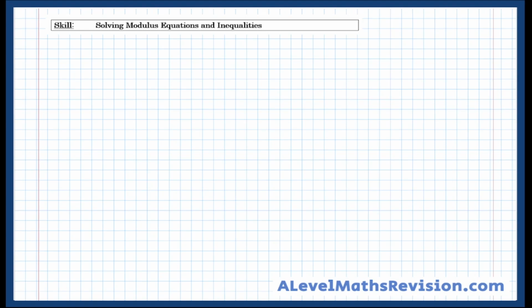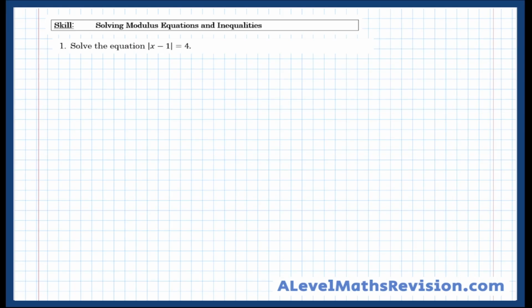In this lesson, we're going to have a look at solving equations involving the modulus function and solving inequalities involving the modulus function. So we'll get straight into it. So the question asks, solve the equation the modulus of x minus 1 equals 4. Now I'm going to show you two methods for this. The graphical method is my preferred method, and I'll show you a different method straight after.